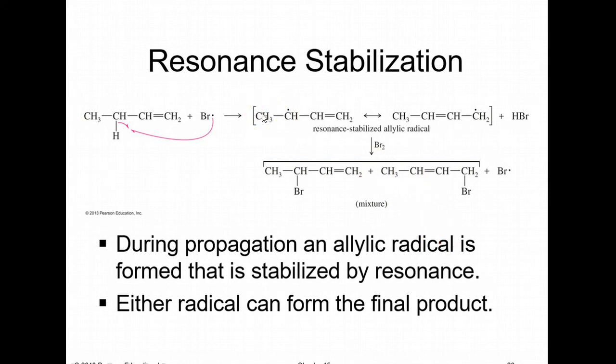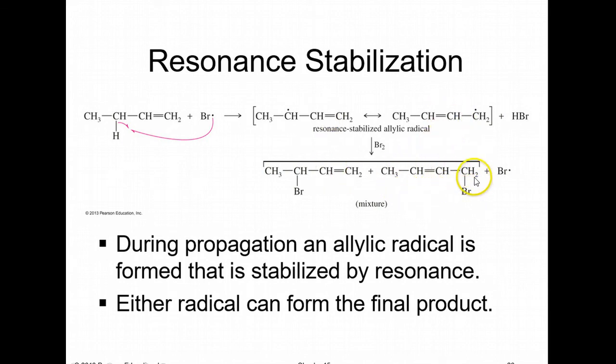Anyways, the whole point is resonance stabilization. And here's again another perfect example of kinetic versus thermodynamic control. This is the much more stable intermediate because it's a secondary radical. This is a less stable intermediate because it's primary, but the double bond is more substituted. So kinetic, thermodynamic. Notice you get two different products. If you want to favor this product, think about it, that's the kinetic product. So what kind of conditions? Cold temperatures.